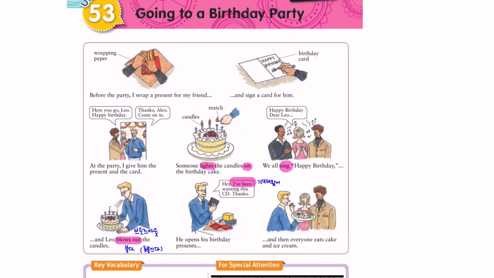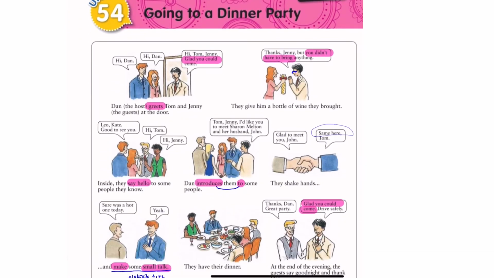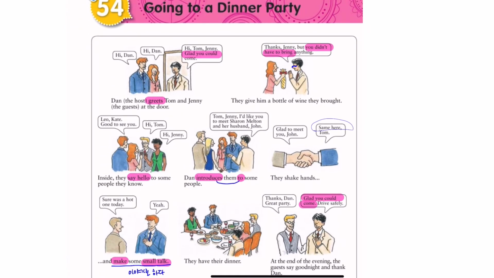Unit 54. Going to a dinner party. Dan, the host, greets Tom and Jenny, the guests, at the door. "Hi, Dan." "Hi, Tom, Jenny. Glad you could come." They give him a bottle of wine they brought. "Thanks, Jenny, but you didn't have to bring anything." Inside, they say hello to some people they know.